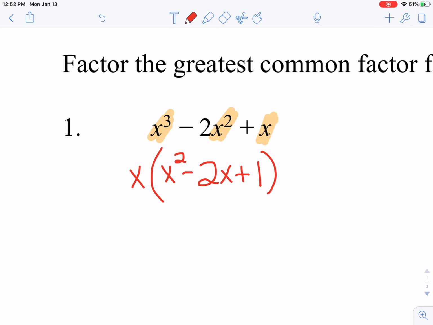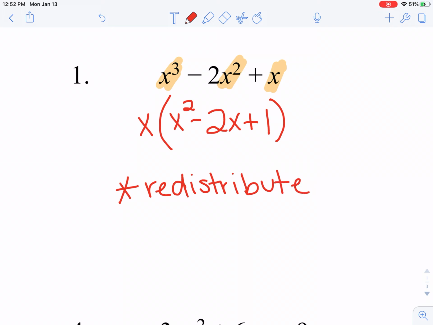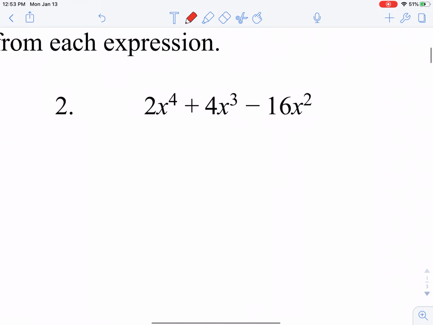Now, if I wanted to double check my work, I could do what we did yesterday, which is redistribute that x in front. We can redistribute our x to check our work. If I redistributed that x, then I should get back that original expression that was given to me, x cubed minus 2x squared plus x. So that's number 1.